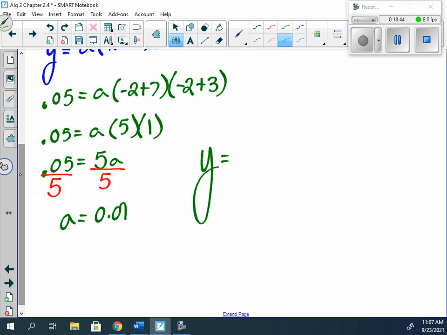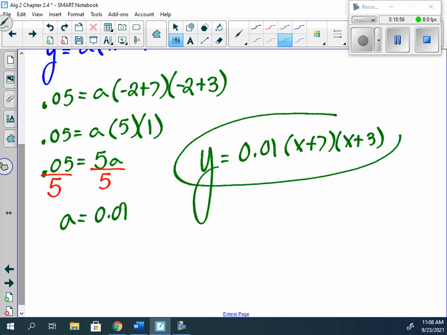Any questions on how we found the value of a? So our equation would be y equals 0.01 times x plus 7 times x plus 3. That's it. Was that any real different than what we did when we had it in vertex form? No. The final equation looks different, but that's about it. As we plugged in what we knew from the vertex or the x-intercepts, used the point to find the value of a, then plugged it back in.